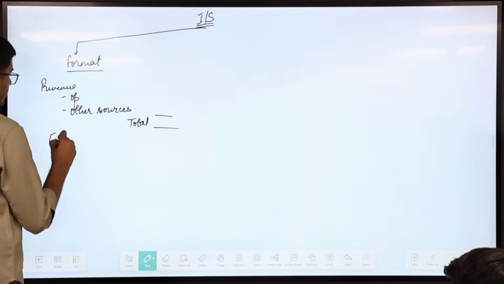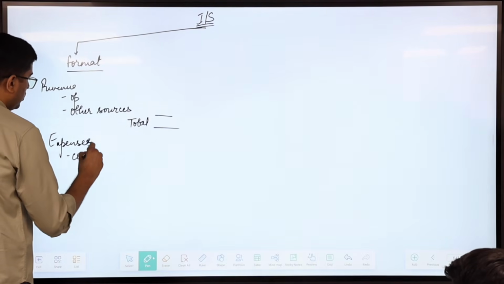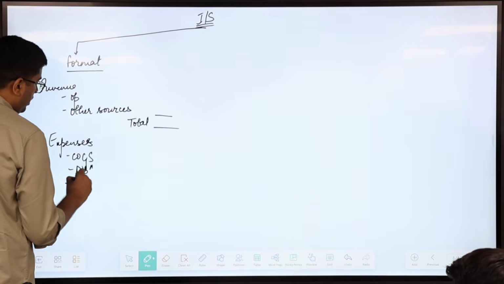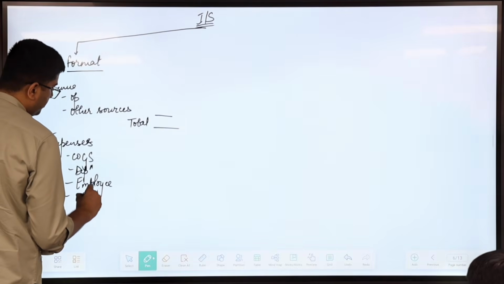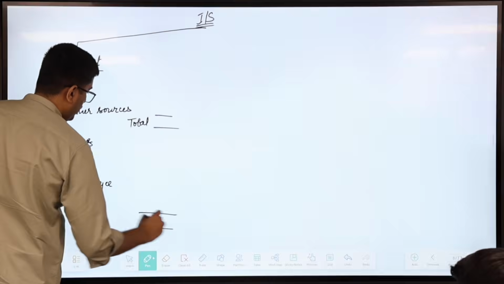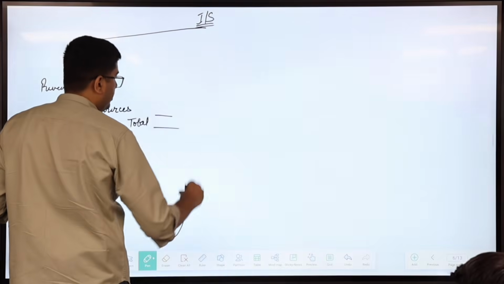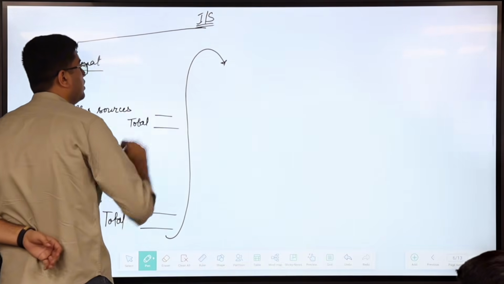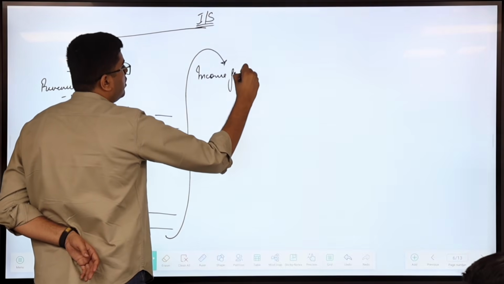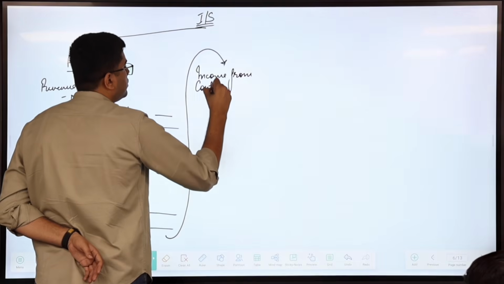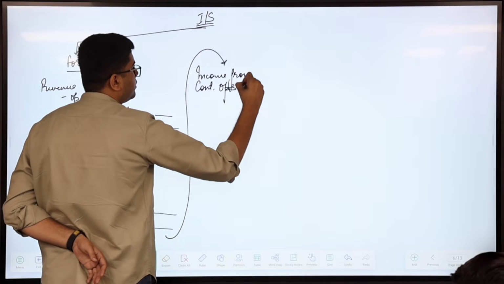Then we have expenses. Cost of goods sold, depreciation, employee expenses, any other expenses, giving us total of expenses. From here, we get to income from continuing operations. This is basically revenue minus expense.